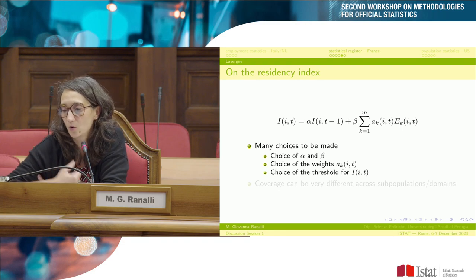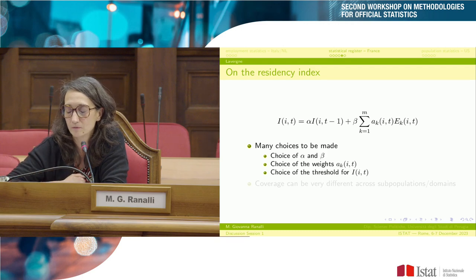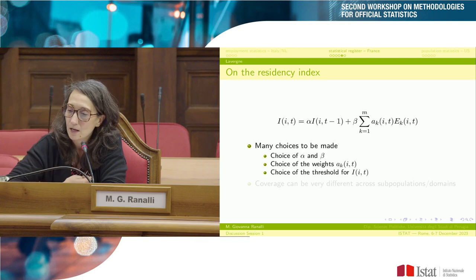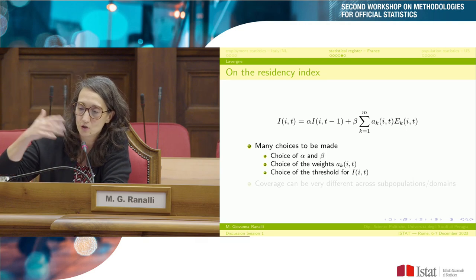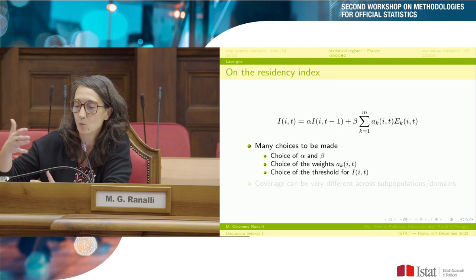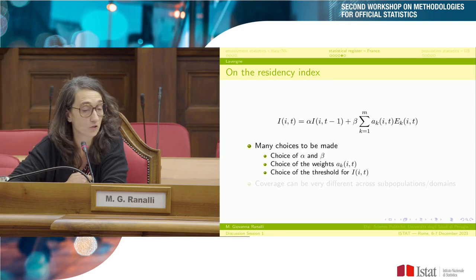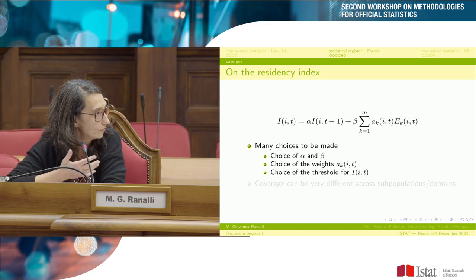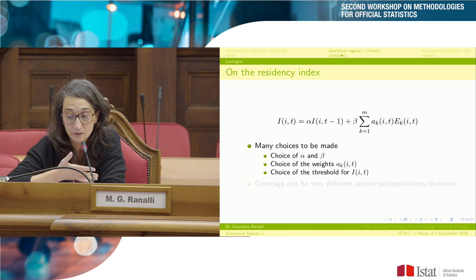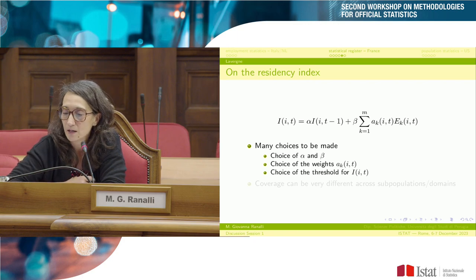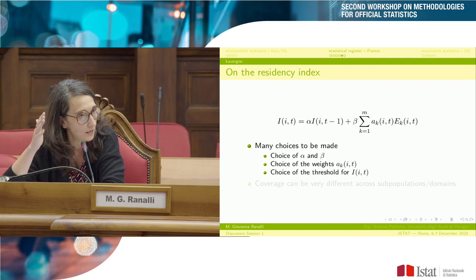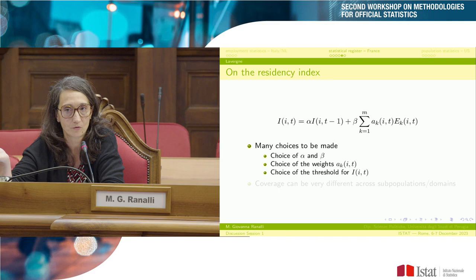And then just a quick word on the residency index. In this index, the residency of unit i at time t depends on the past, so it's a convex combination of the past and a sort of weighted average of signs of life. There are many choices to be made, like the choice of alpha and beta, the choice of the weight, which is related to the quality, and the choice of a threshold. So this is a score. At some point, you will have to decide, after a certain threshold, that the unit is a resident or is not.